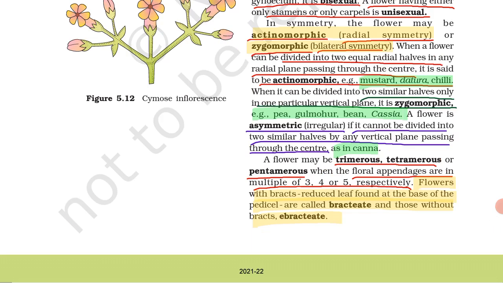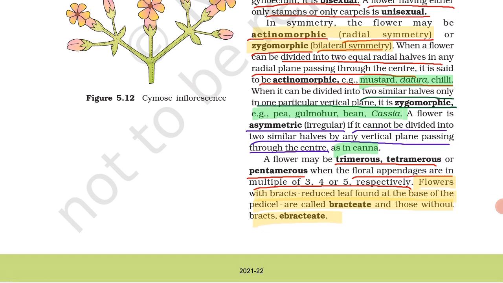A flower may be trimerous, tetramerous or pentamerous, when the floral appendages are in multiples of 3, 4, 5 respectively. A flower with bracts has a reduced leaf found at the base of the pedicel. It is called bracteate, or without bract it is called ebracteate.